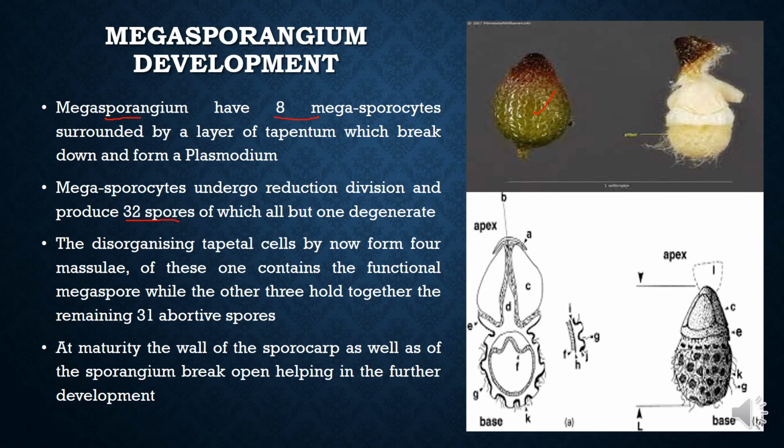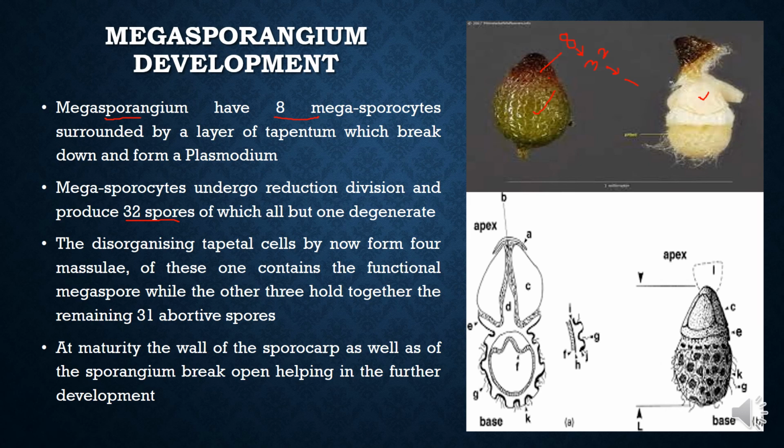So initially it will contain 8 megasporocytes, which will divide to produce 32 megaspores, and ultimately, of all these 32 megaspores, only a single megaspore will be left. This is the megaspore, and surrounding it is the tapetal cell.